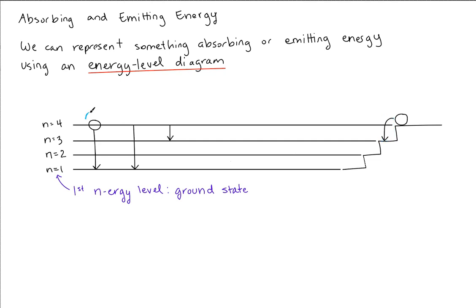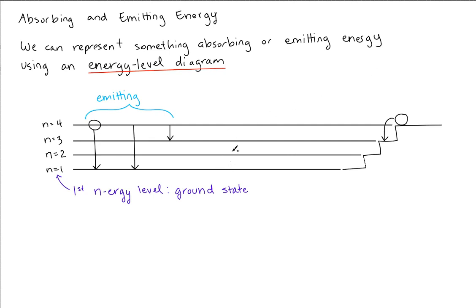Hopefully you were able to see that these are all falling examples. And so these are examples of emitting energy, right? And so let's do some examples then of absorbing. How could we draw that on our energy level diagram?